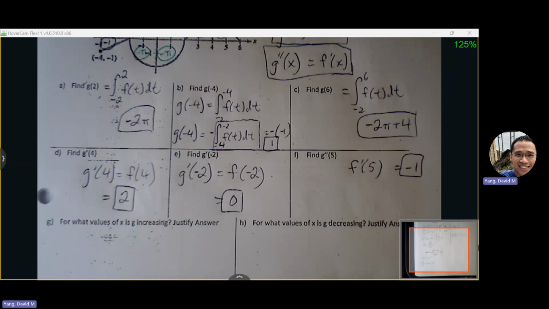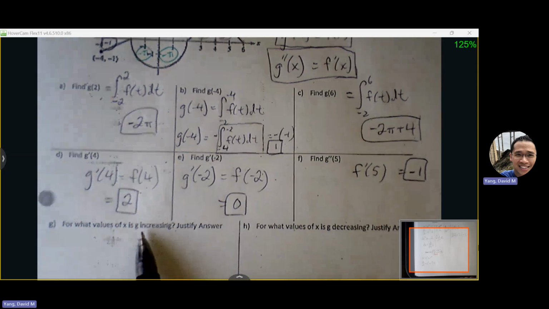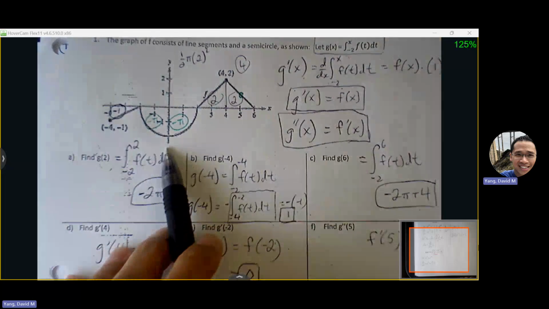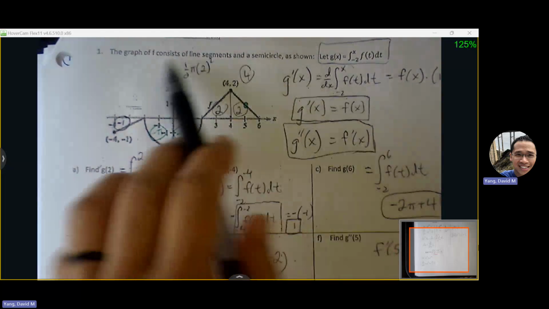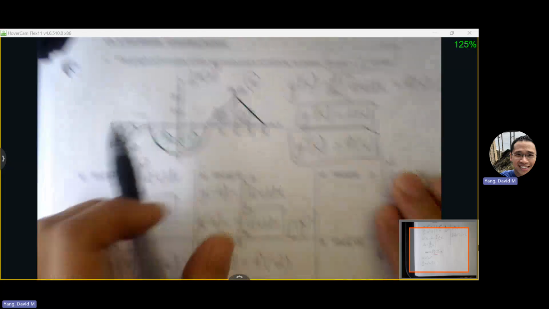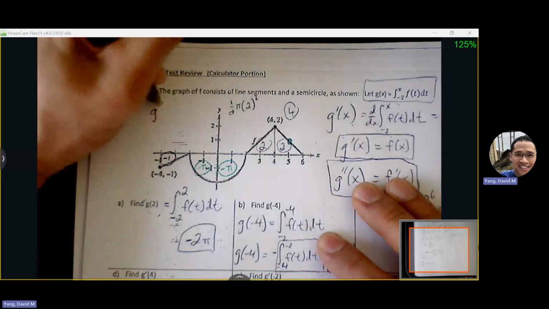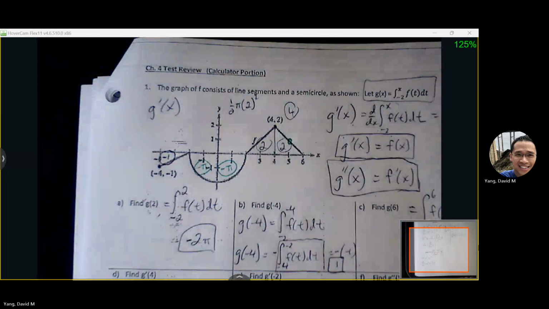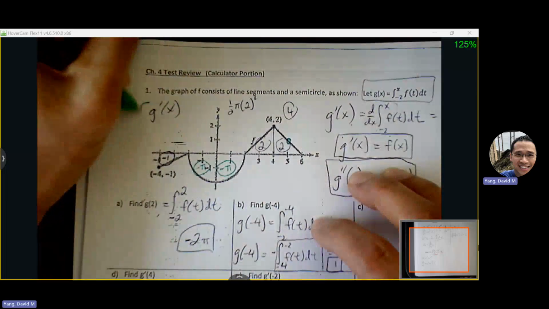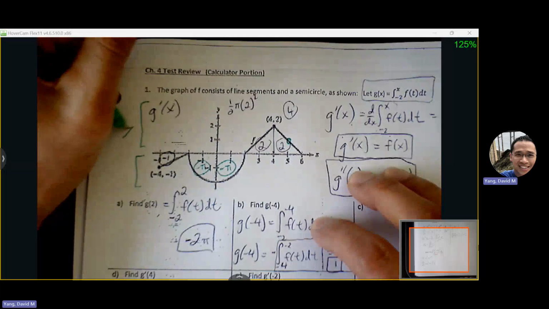For what values of x is g increasing? Justify your answer. So this is not the g graph. This is the g prime graph, right? Because this is the f, and f is g prime. So we're basically looking at the derivative graph of g. So let's label accordingly. Above is positive slope, below is negative slope.